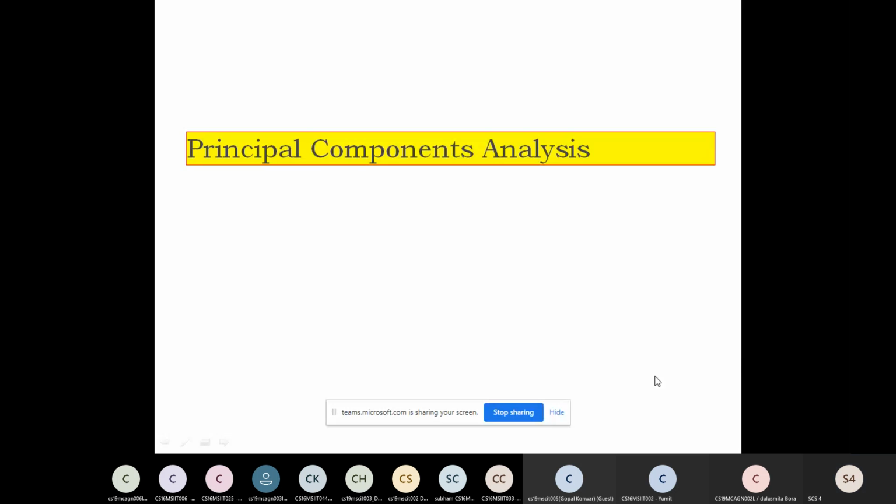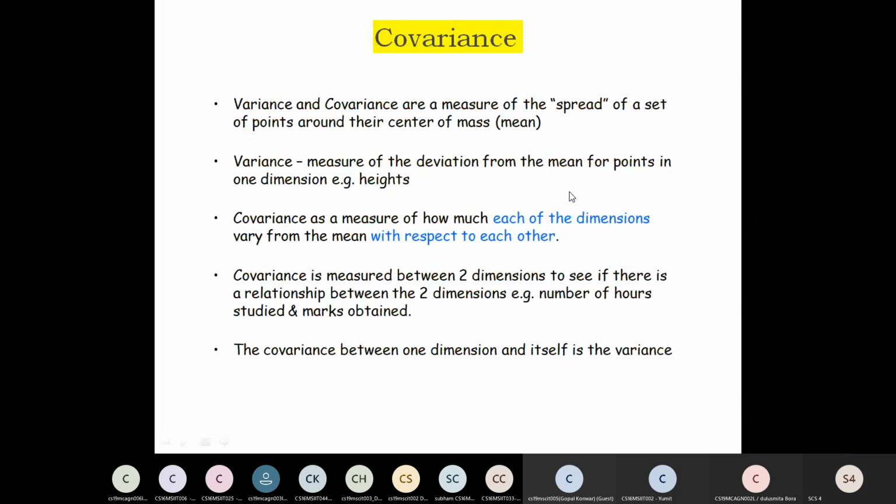Okay, thank you. So let's start the discussion on principal component analysis, or shortly we know it as PCA. When we talk about PCA, a few terms are very important that we need to know. Starting with that, one of such terms is covariance. Now, what is covariance? Why do we need it? Let's go through it first.